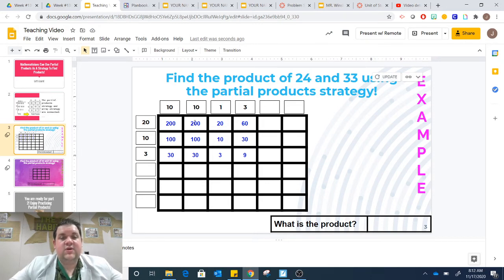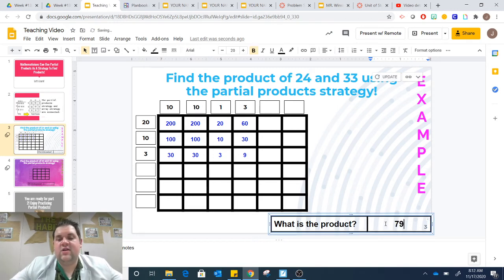All right, so I've got 200 plus 200 is 400, plus 100 is 500, 600, 630, 660. Add 20 more, 680, 690, 693. Add 60 more, 753, 783, 792. So if you got the product of 792 and you added all of those partial products together, you are correct. Always remember that the outside in an array and partial product strategy is just there to keep us organized. So that is not a part of our answer. We're just adding the inside part to find our answer.